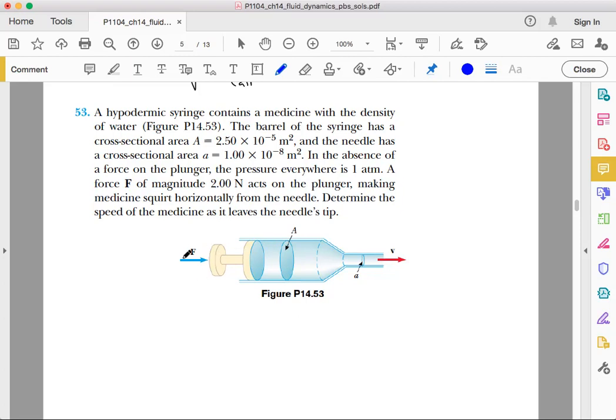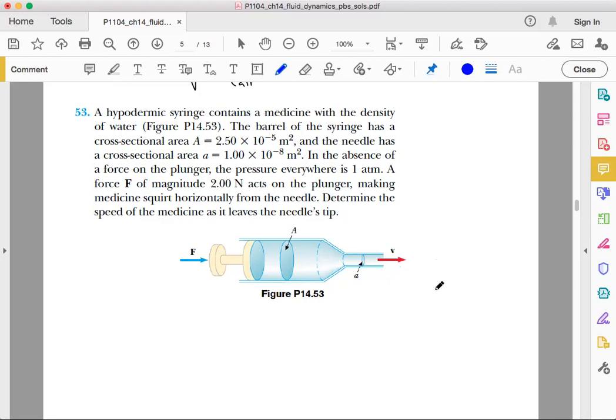Without any force F, practically, the pressure at all points will be P atmosphere. Now, if you apply a force F of magnitude 2 Newton, when this force acts on the plunger, it makes the medicine squirt horizontally from the needle. So if you apply a force F, which is 2 Newton, then the medicine will get out from the needle. The question is, determine the speed of the medicine as it leaves the needle tip. So when it leaves the needle tip, how much will V of this medicine be?